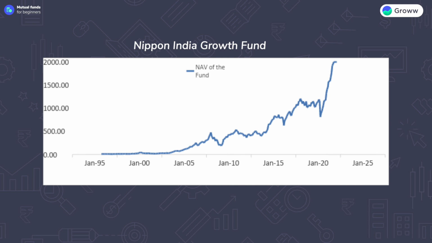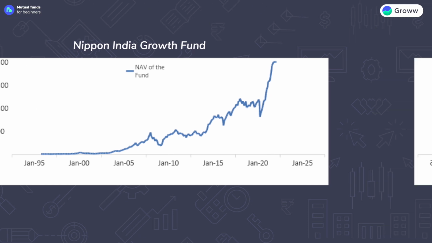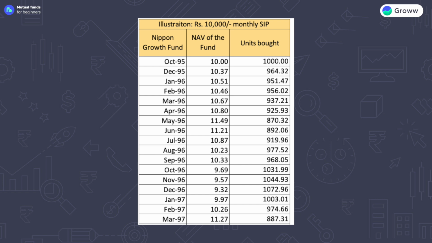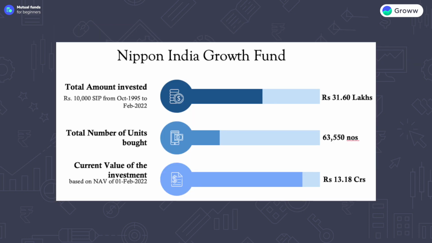For the sake of illustration, let's assume that you did an SIP of 10,000 rupees in this particular fund. Every time the NAV would go up, you would get a lesser number of units, but every time the NAV is down, you would get more number of units. So had you done an SIP of 10,000 rupees on a monthly basis in this fund, and had you started this SIP in October 1995, just imagine the kind of wealth that you would have created for yourself. As of 1st of Feb 2022, the value of your portfolio would have been 13.18 crores. This is only possible when you stay on in an SIP and stay invested for the long term.